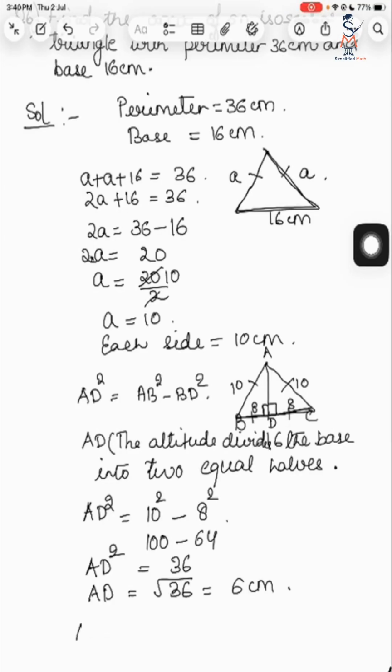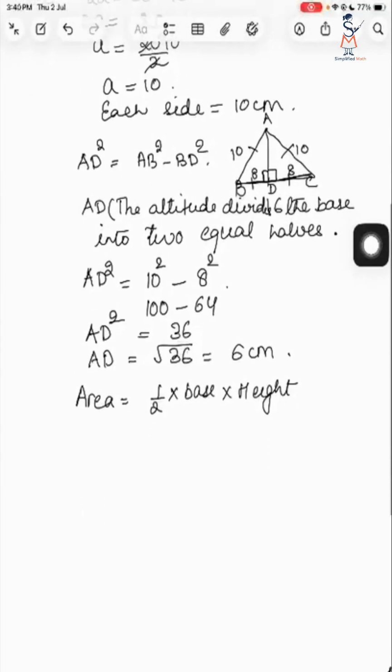Now we know area of a triangle is half base into height. The base is BC, the whole base BC, and height is AD. Height is the line which makes a 90 degree angle on the base. So this is half, base BC is 16, and height AD we calculated, that is 6.